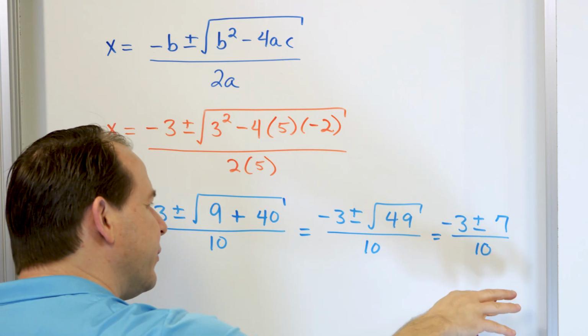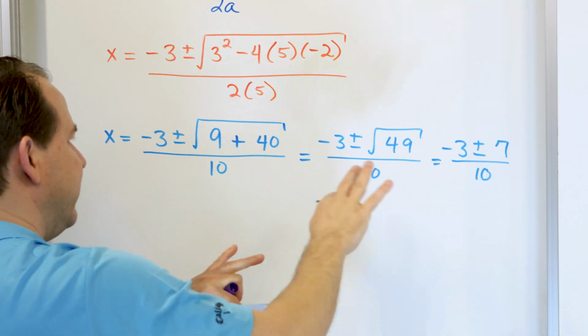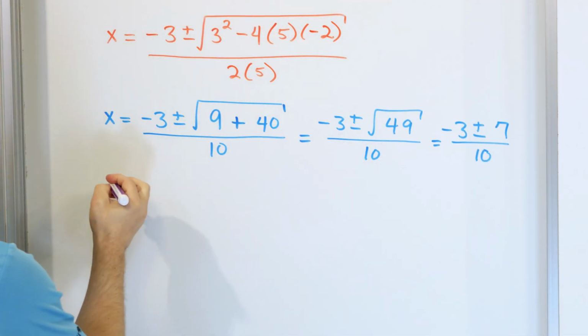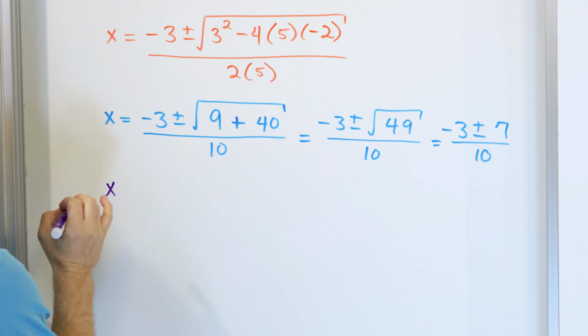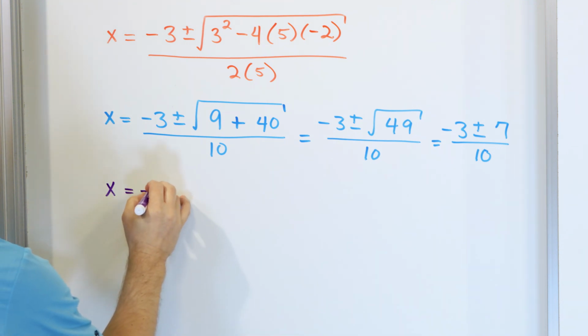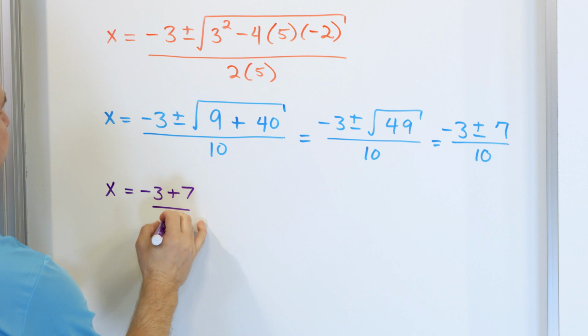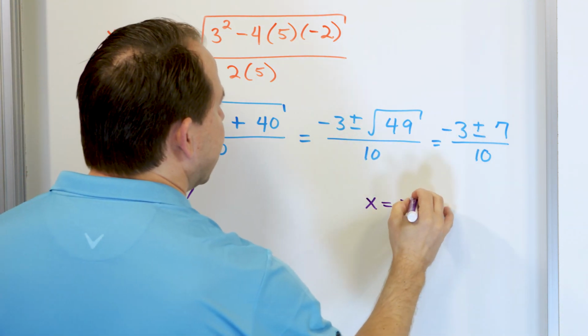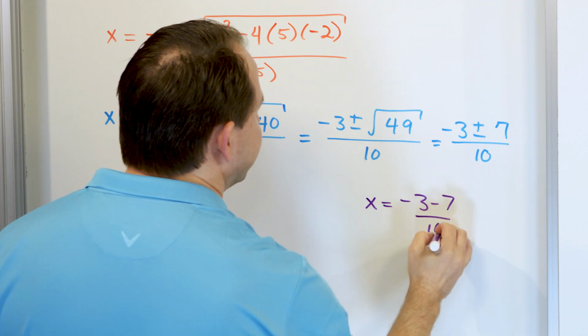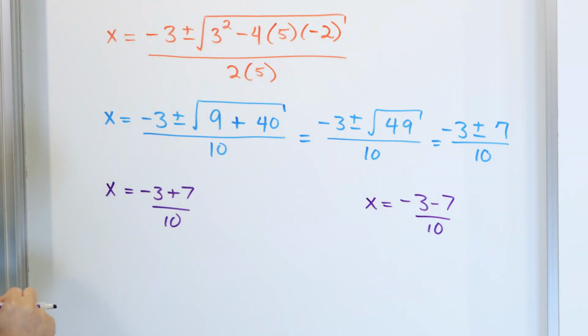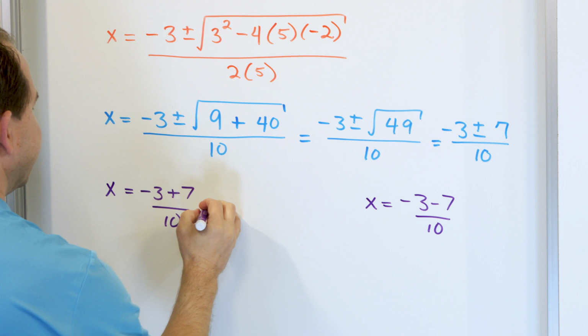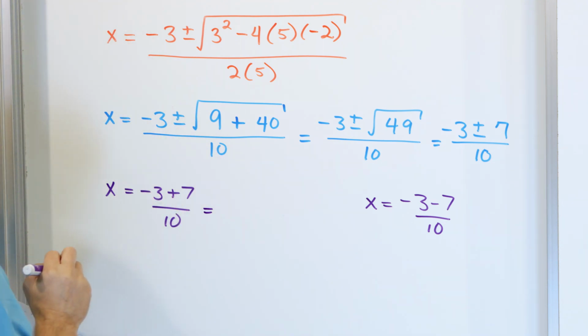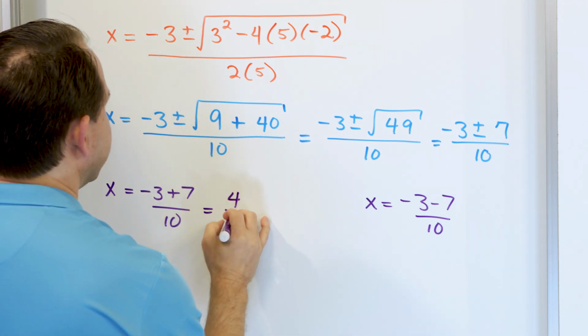But since it's just numbers and no radicals, we do want to calculate the different solutions as fully as we can. So solution number 1 is going to be negative 3 plus the 7 over 10 from the plus sign here. And then we'll have another solution, which would be negative 3 minus 7 over the 10. So those are going to be the two solutions there. And what we're going to have here is, what is negative 3 plus 7? It's going to be positive 4 tenths.